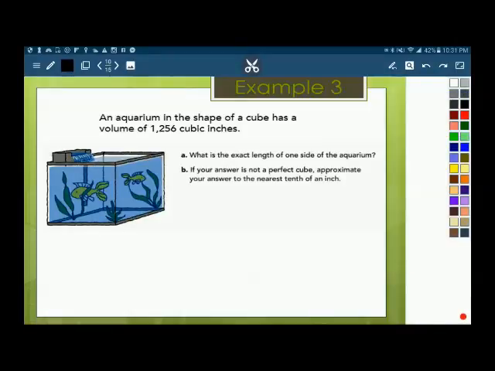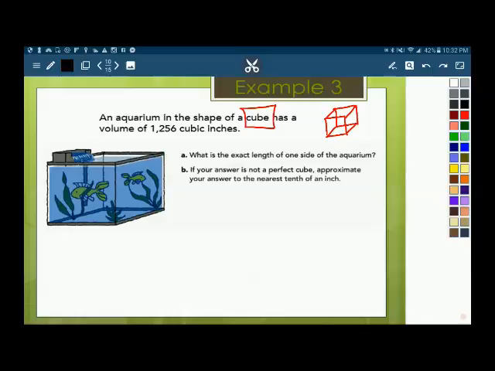So just like last time, we have another real-life example. We have an aquarium in the shape of a cube, has a volume of 1,256 cubic inches. Now think of what a cube is. A cube is different than just any old rectangular prism. A cube has all of its sides being exactly the same length.